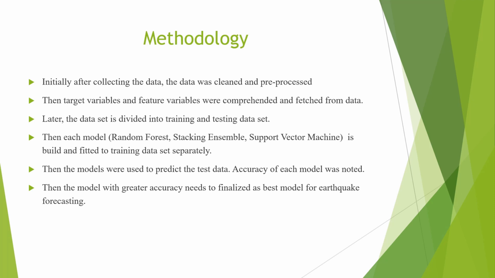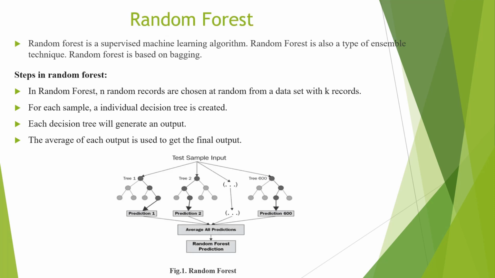After dividing the dataset into training and testing parts, we need to build our machine learning models like random forest, stacking ensemble, and support vector machine. And we have fitted these models to our training dataset separately. Then the models were used to predict the test data and the accuracy of each model was noted. Then the model with the greatest accuracy is finalized as the best model for earthquake forecasting. As discussed in the previous slide, in this study we are going to use random forest, support vector machine and stacking models to forecast earthquakes. First, let us see random forest.